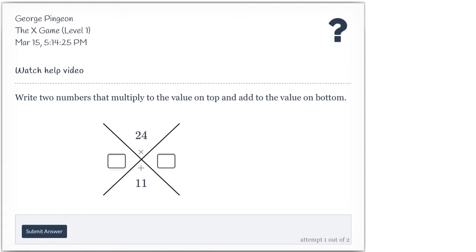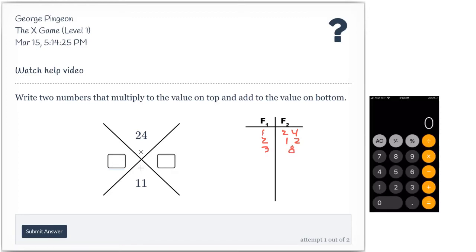So to do this, you're going to have to start by making a list of factors that multiply to 24. I like to create this little table here on the side. Now the best way to do this is to start with 1. So our factor of 1 times 24 equals 24. 2 times 12 equals 24. Now I happen to know that 2 times 12 equals 24, and that 3 times 8 is 24. But if you're a little rusty on your multiplications, you can use a calculator.